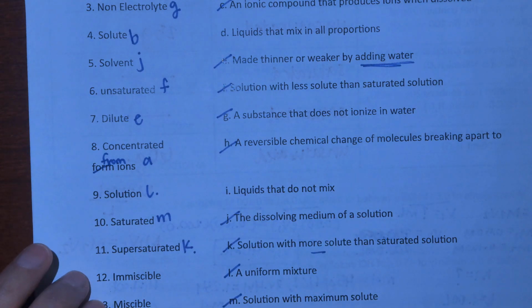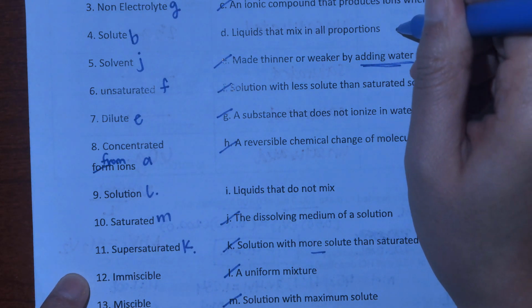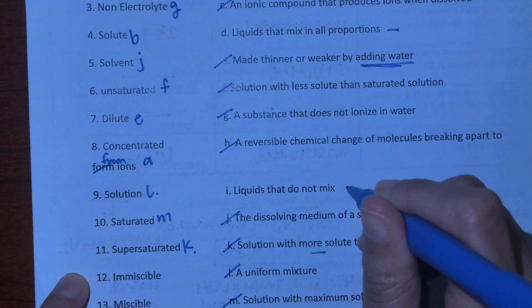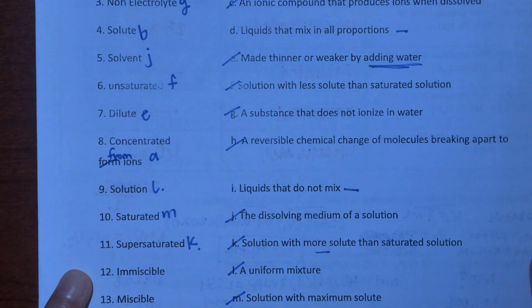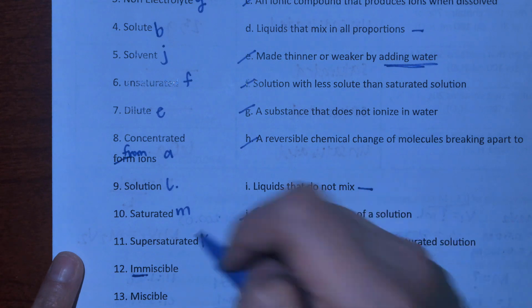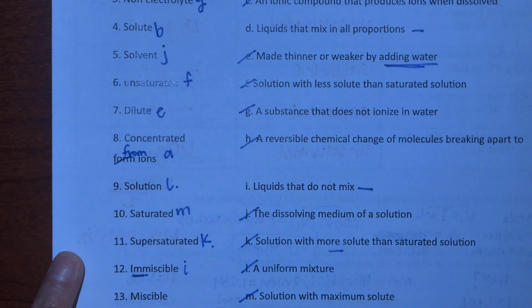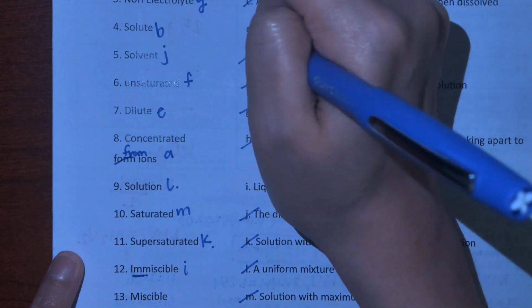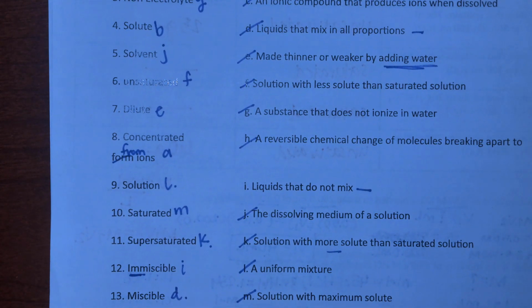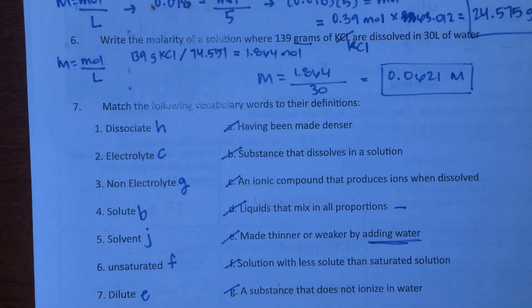Alright, immiscible versus miscible. Let's see what's left. We've got liquids that mix in all proportions, and there are liquids that do not mix. Keyword, immiscible. "Im" means opposite or cannot. So I, the liquids that do not mix, that would be immiscible. Liquids that mix in all proportions would be miscible. Okay? So these are your vocabulary words.